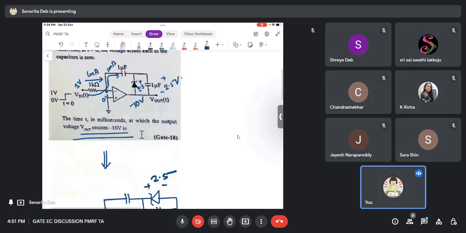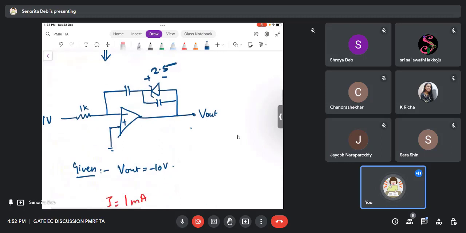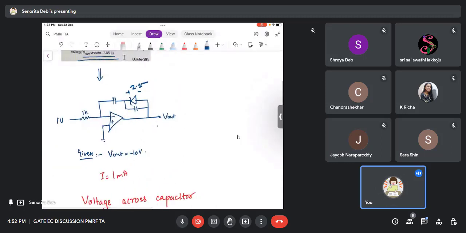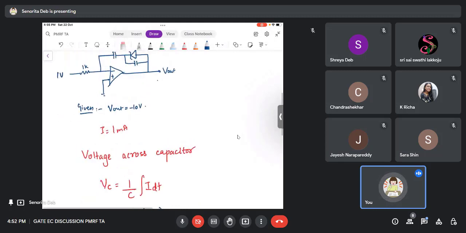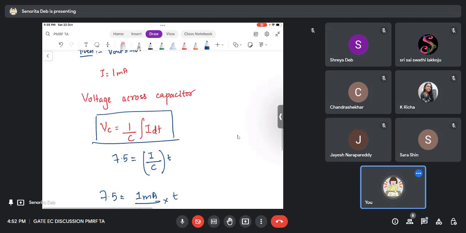Right? So here I have drawn it. You can see V out is minus 10 volt, I is 1 milliampere, and voltage across the capacitor is what? 1 by C integration of I dt. Right? And since Iz is not mentioned, I am not taking it. Okay? And therefore, what will happen?